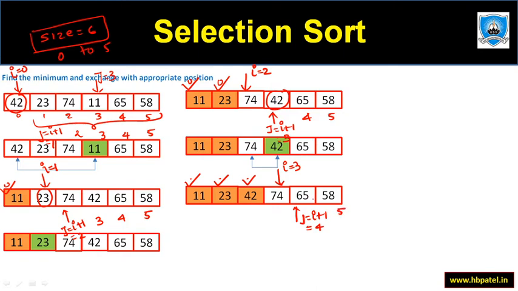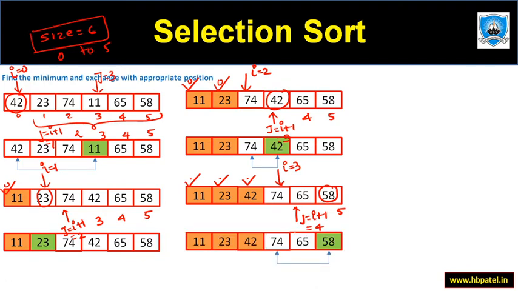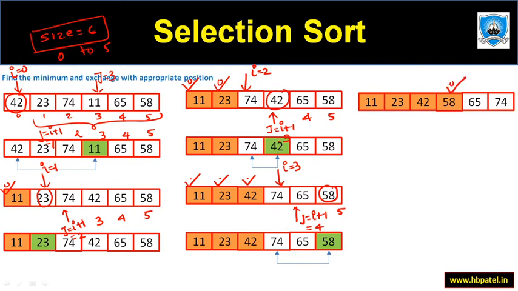Now compare this with this, and we can see that 58 is the smallest one. So now I'll be swapping 58 with 74. So you can see now 58 is also at its right place. 11, 23 and 42, we have already done. So now lastly, because i was 3, now i equals 4, and j always starts from i plus 1, that is j equals 5.